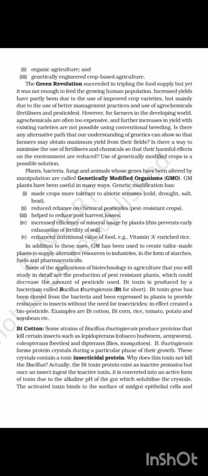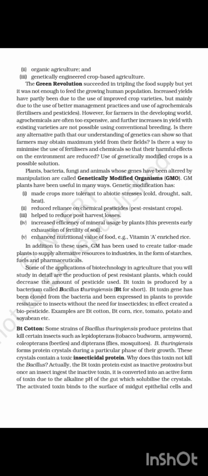GM plants have been useful in many ways. Genetic modification has first made crops more tolerant to abiotic stress: cold, drought, salt, heat. Second, it reduces reliance on chemical pesticides, through pest resistant crops. Third, it helps to reduce post harvest losses. Fourth, it increases efficiency of mineral usage by plants. This prevents early exhaustion of fertility of the soil. Fifth, it enhances nutritional value of food, for example, vitamin A enriched rice.